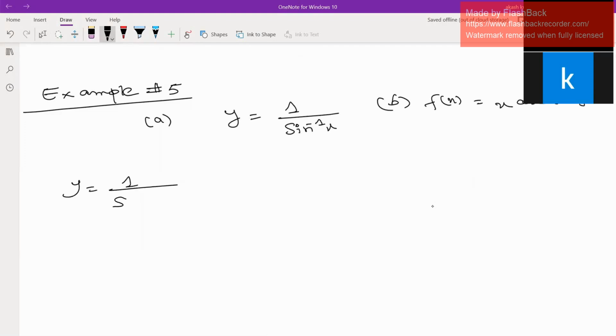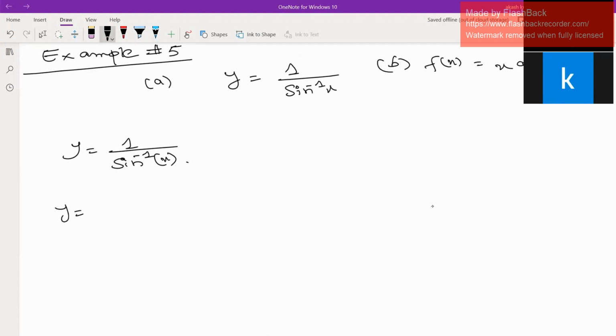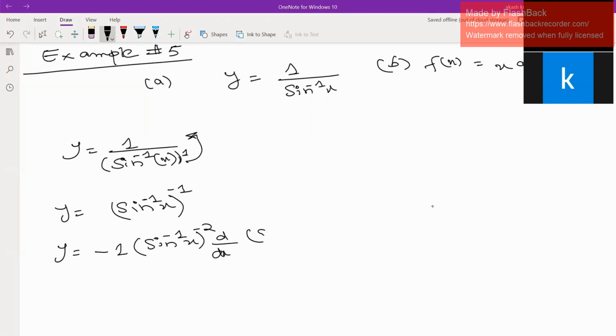Okay, let's do part A, which is 1 over sin inverse x. Can I write sin inverse x like this? Yeah, because we take it up. In the denominator, it was a positive power of 1, so we took it to the numerator and it becomes minus 1. Now can we apply the power rule? Power first, and minus 1 from the power, so it becomes sin inverse x to the power minus 2. And then applying the chain rule, taking the derivative of sin inverse x, right?